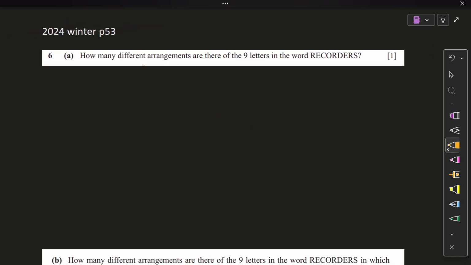Alright, so different arrangements, 9 letters in the word recorders. Easy, it's 9 factorial. Do I even have to read a question like this anymore? Anything that repeats? 3 R's are repeating, and E is repeating twice. If you watched the previous videos, this is smooth like butter. Anything else repeating? D's, E's, R's, S's. Nope, very good, this is our answer. Actually, just find the answer yourself, people.